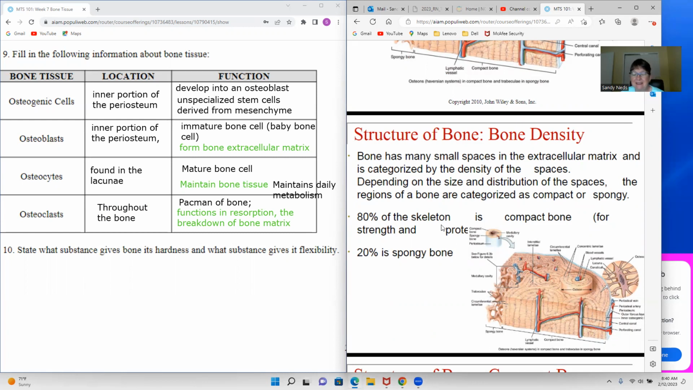80% of the skeleton, 80% of me is compact bone, and that's for strength and protection. And 20% of my bone is made up of spongy bone.